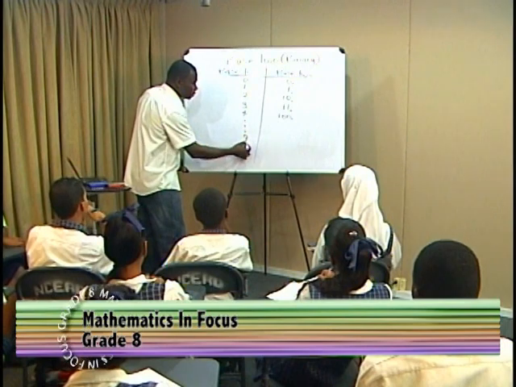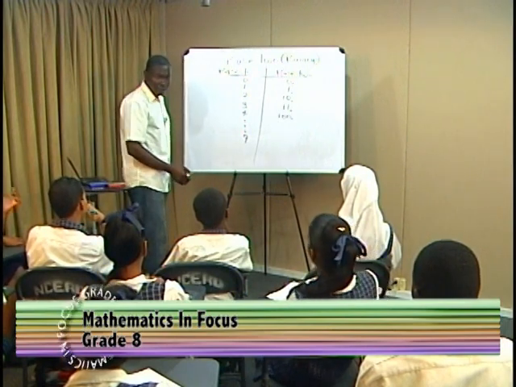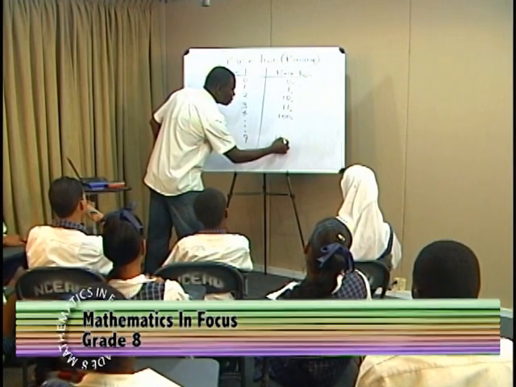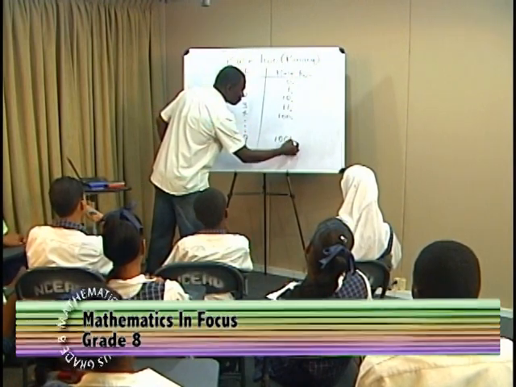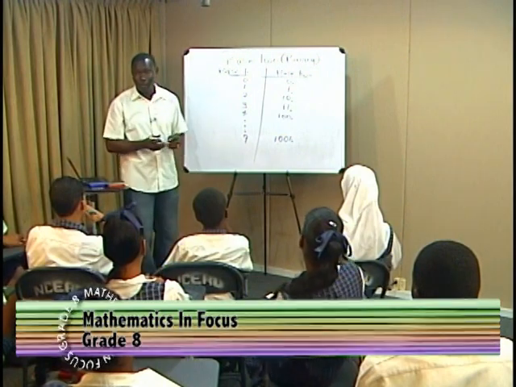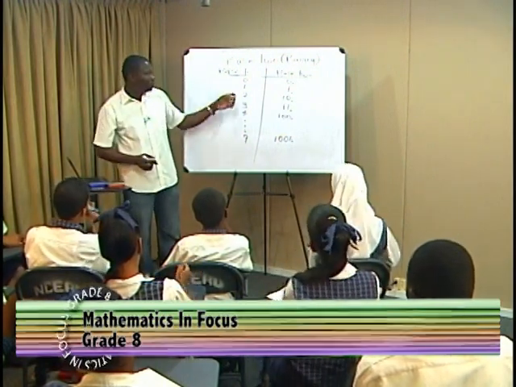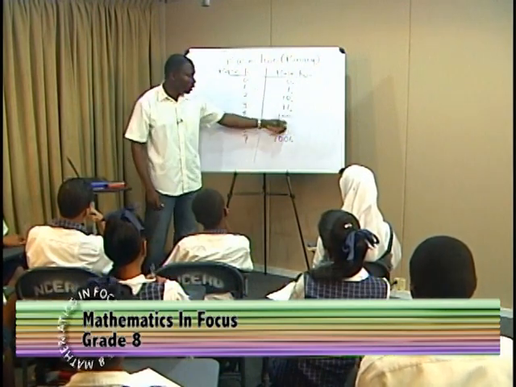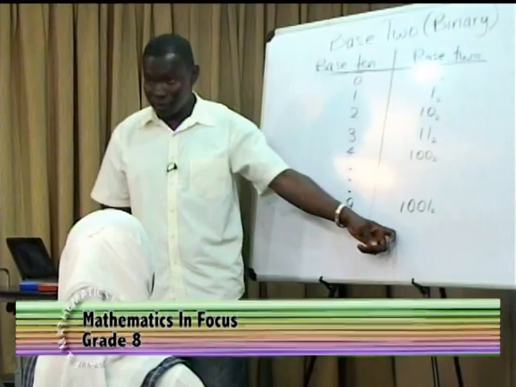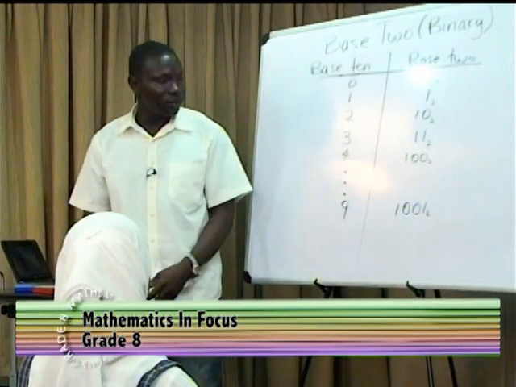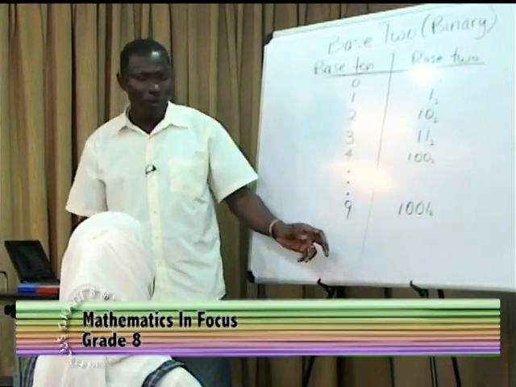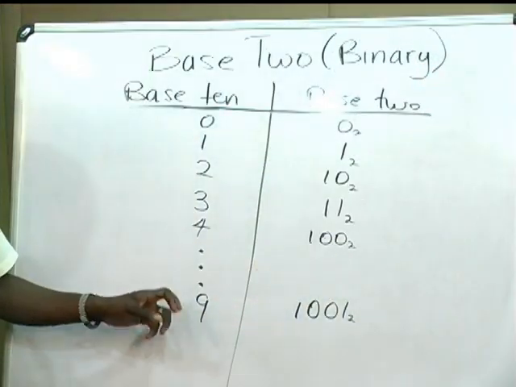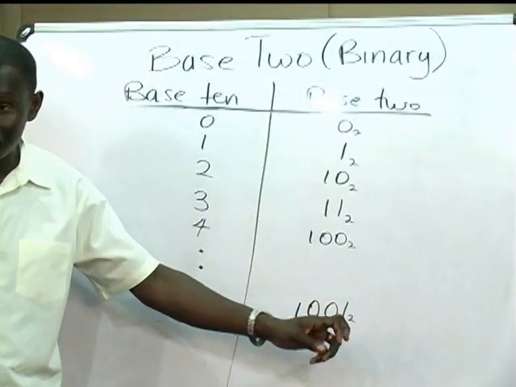And we can go on to the number 9. And the number 9 is written as 1, 0, 0, 1, base 2. So there are ways of writing each base 10 number, or these numerals in base 10, as a numeral in base 2. So somebody wants to know, how did I do this? How do I know that 4 is equal to 100 base 2, or 9 is equal to 1001 base 2?